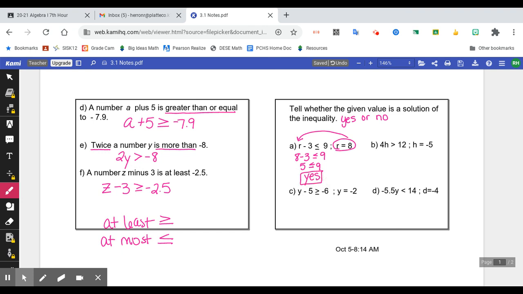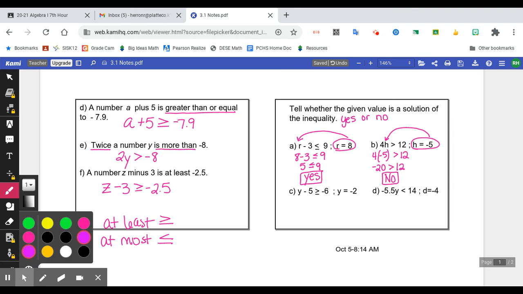Okay, let's go to the next one. 4 times h is greater than 12 if h is negative 5. So again, let's plug it in here. This means multiply, so 4 times negative 5 is greater than 12. Well, 4 times negative 5 is negative 20, and is negative 20 greater than 12? Well, no, it's not. So negative 5 could not be a solution to the inequality.